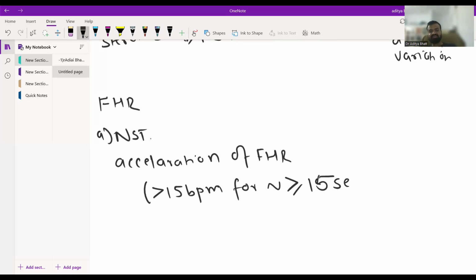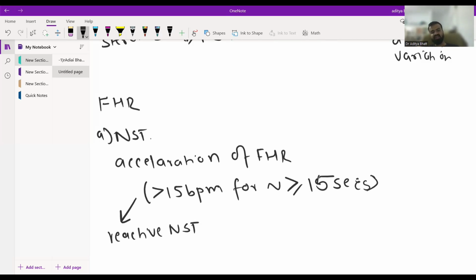So if the heart rate of the newborn, the fetus, goes up by more than 15 beats for 15 seconds, and that is known as a reactive NST. Okay, reactive NST. So what is happening here is that you are doing nothing, you are just standing and observing the baby for around 40 minutes. 40 minutes is an arbitrary cutoff that they have taken.